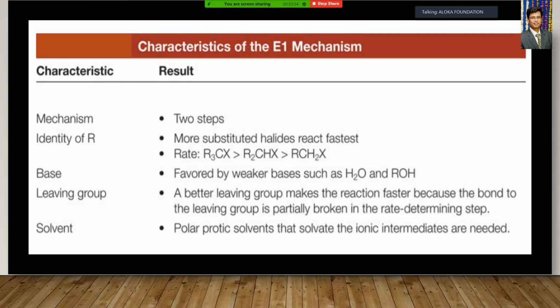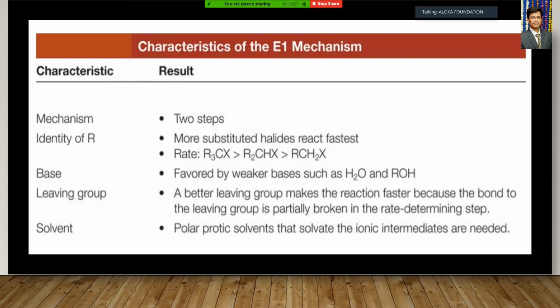It is favored by weaker bases like water and alcohol. The base has no effect on the rate. Even a weak base can be used because the major rate determining step is your first step, that is carbocation formation. So once that carbocation is formed, you can use a weak base to abstract the proton.